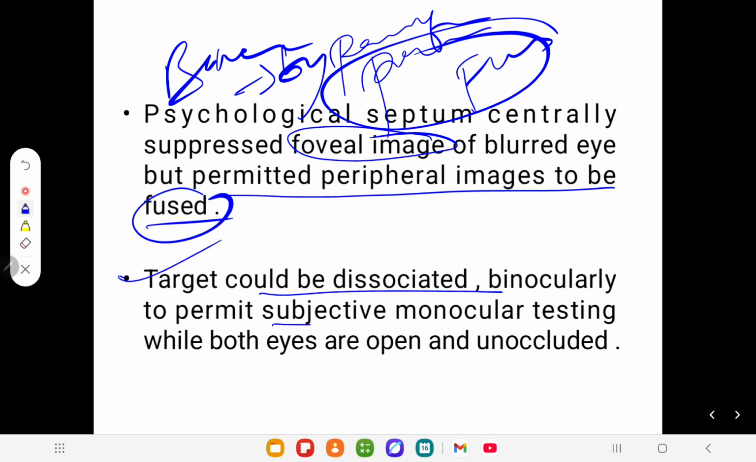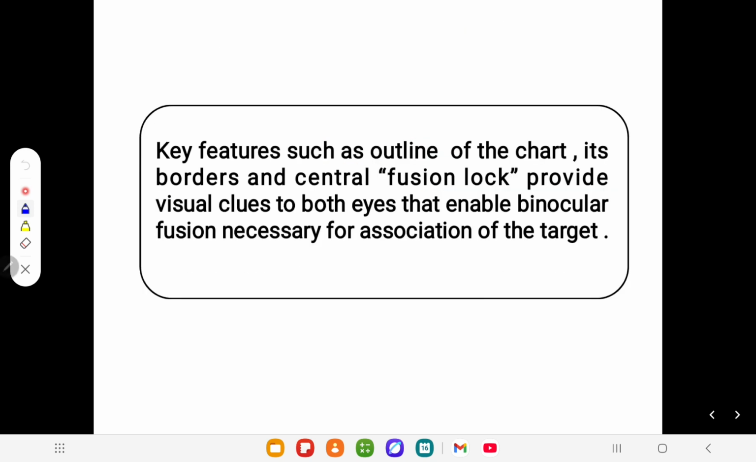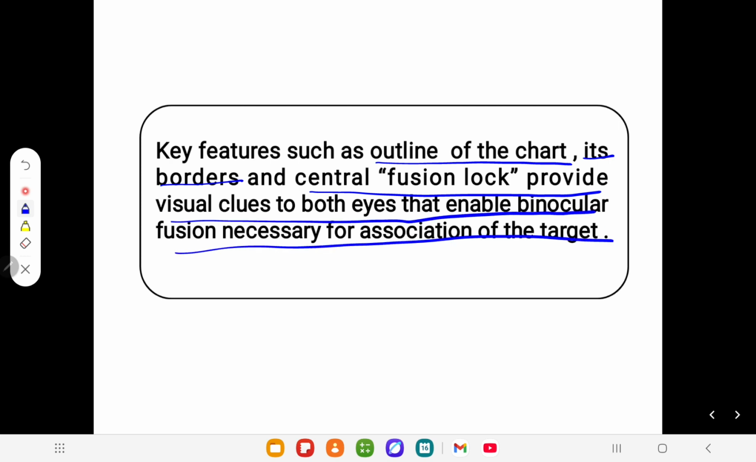Binocularity permits the subjective monocular refraction while both eyes are open, and we need both eyes open and unoccluded, but we do one eye at a time. That's the basic thing about subjective refraction, isn't it? So that's all. Key features such as the outline of the chart, the border, and the center fusion lock provide the visual clue for both eyes and enable the binocular fusion necessary and associated with the target. That's the key feature.